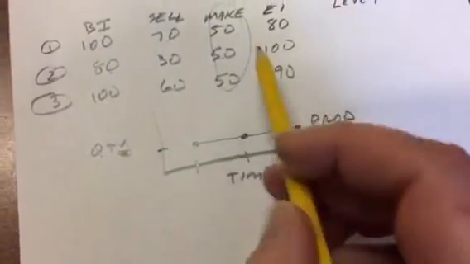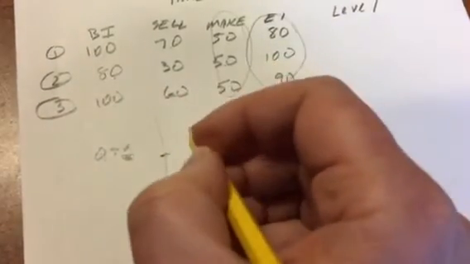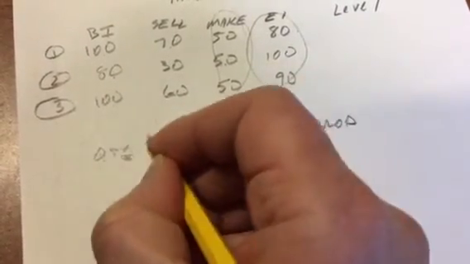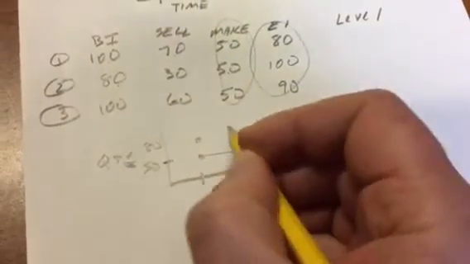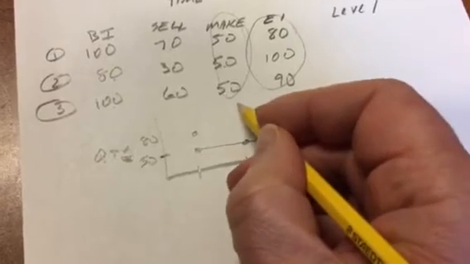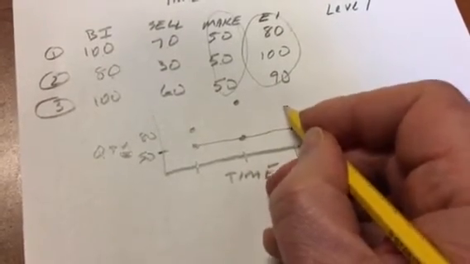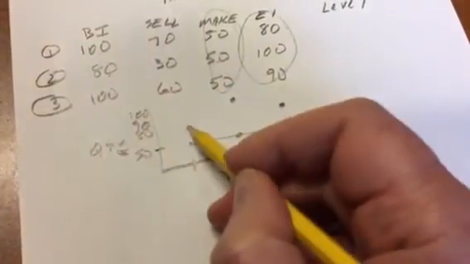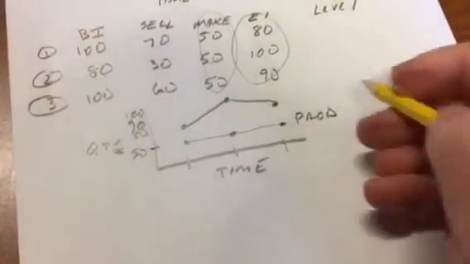Now, what about our inventory? Let's graph that. That's 80 the first week. This is not completely to scale. Then 100, and then 90 the third week. So that's our inventory.